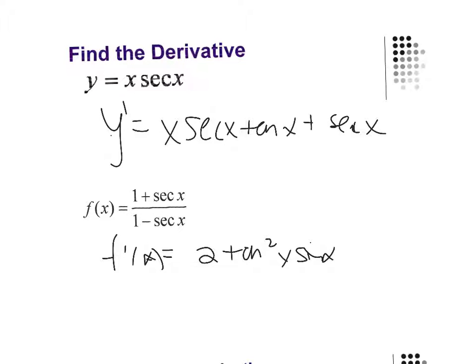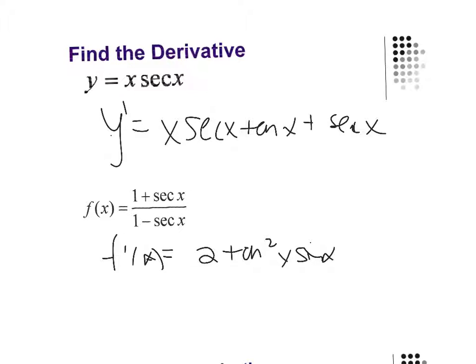So if you ended up with 2 secant x tangent x over cosecant squared of x, you can simplify that a little bit because secant is 1 over cosine. Tangent is sine over cosine. But then cosecant squared, if you have 1 over that, is like sine squared. So one of them cancels, which is kind of convenient. If you didn't simplify, you probably ended up with something like 2 secant x tangent x over cosecant squared of x. Just know you can simplify it a little bit.